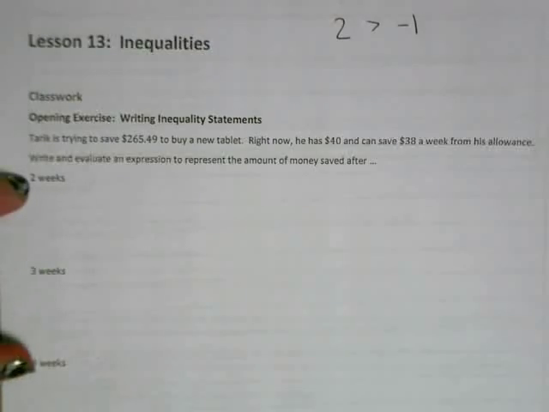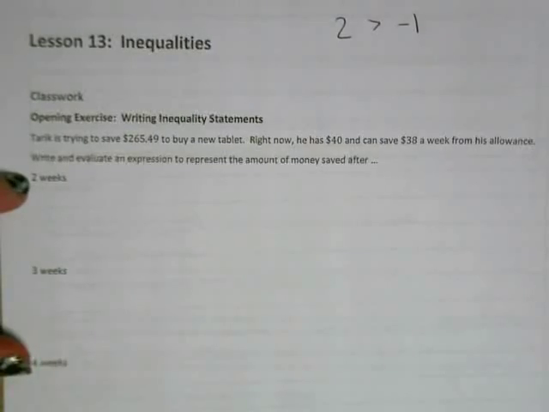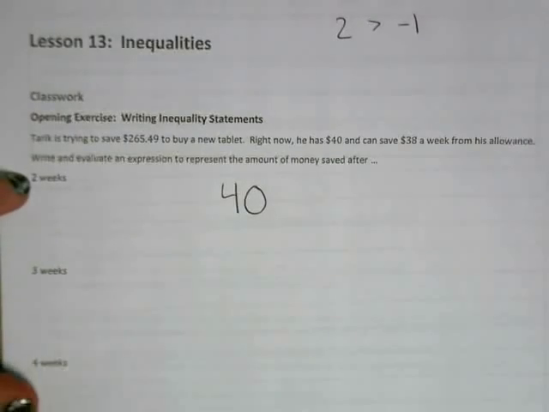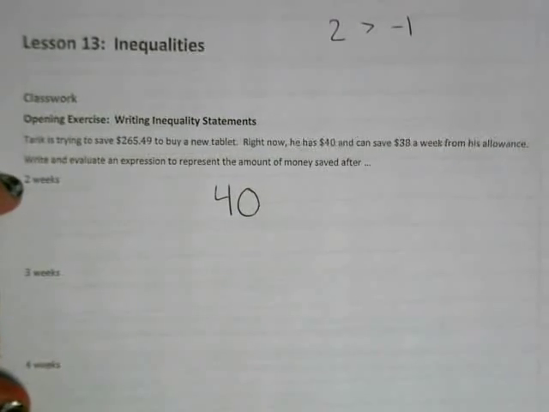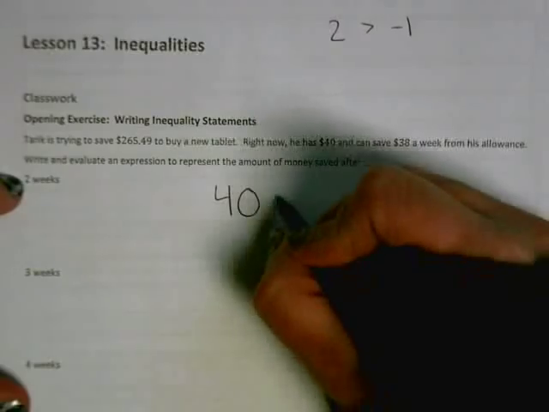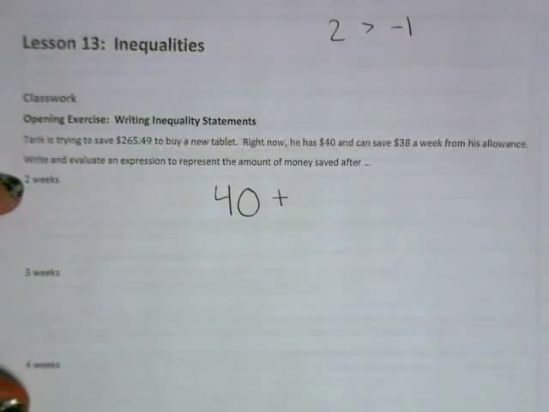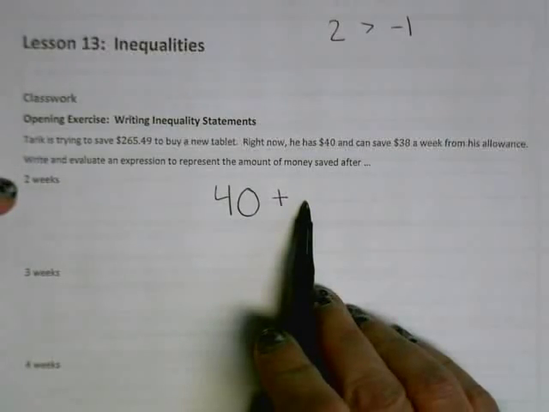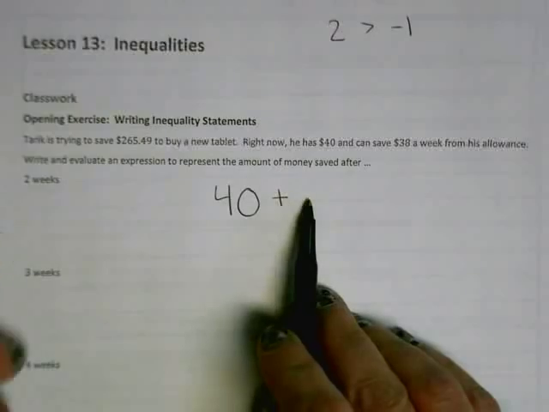We're just going to do after any number of weeks. How much money does he have? So right now he has how much? Well, he has $40. I'm just going to put it big in the middle here. He has 40 right now, and at any point he saved another $38 per week. So after 2 weeks he'd have 38 times 2, right? After 3 weeks he'd have 38 times 3. After 4 weeks, 38 times 4.